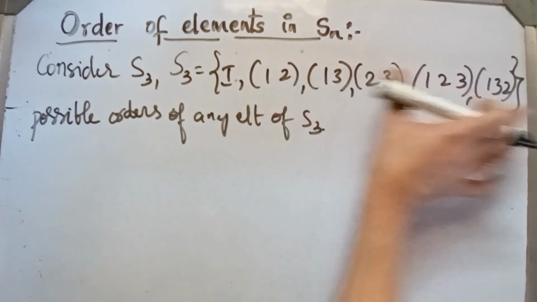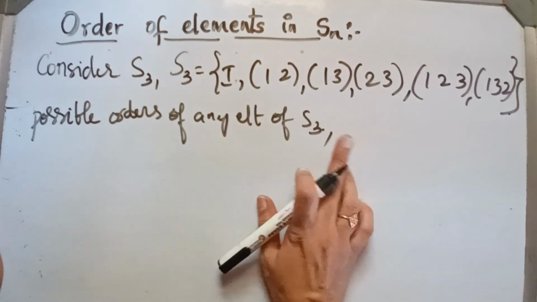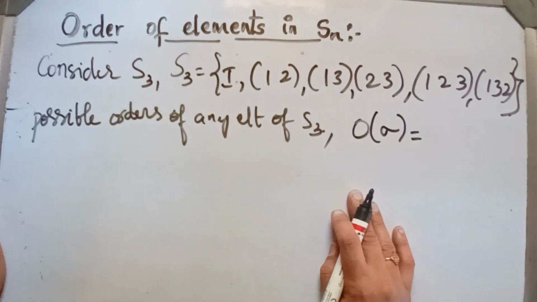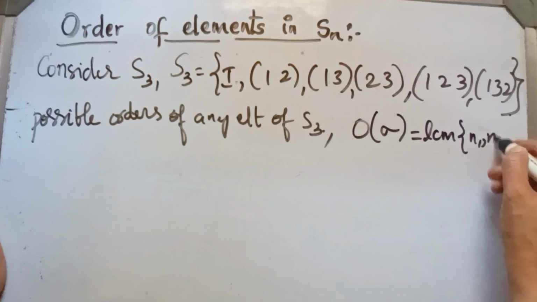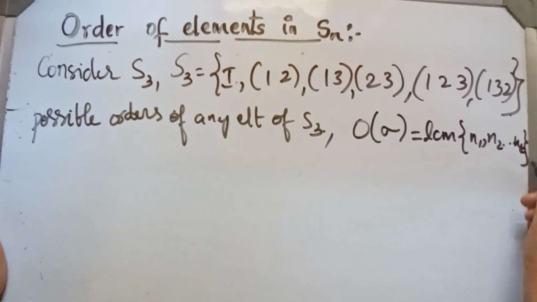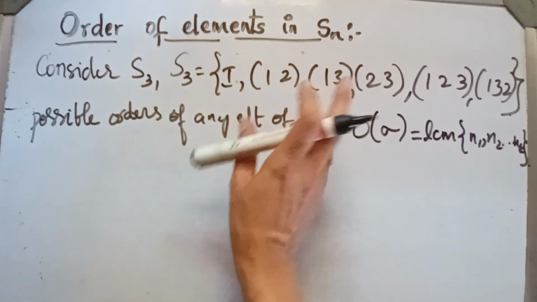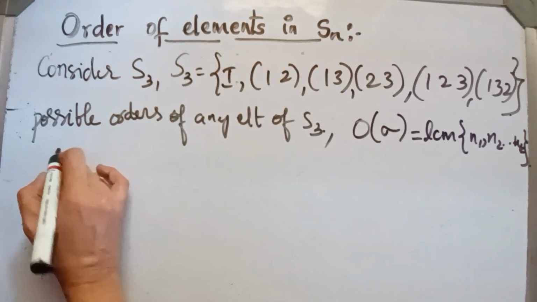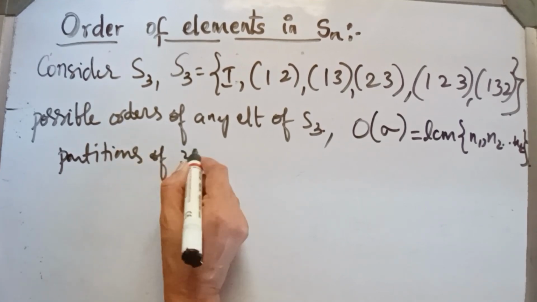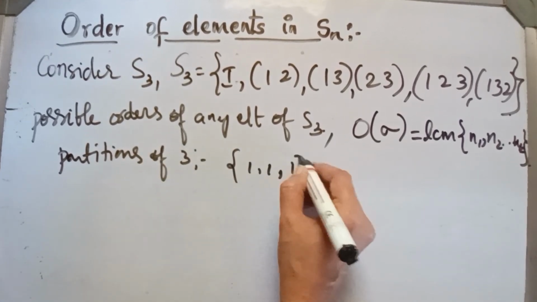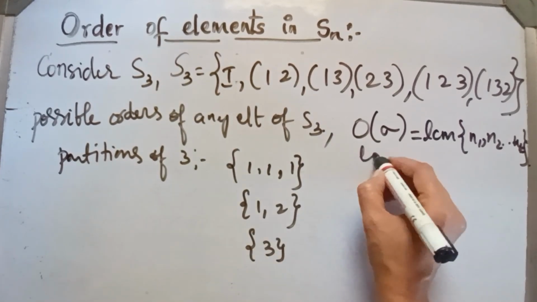S3 has 6 elements. Now, the possible order of any element in S3 is nothing but, what is the order of any permutation? It is the LCM of the cycle decomposition, correct? So first you know that cycle decompositions correspond to the partitions of n. So what are the partitions of 3? Partitions of 3 are 1,1,1, then 1,2 and 3. Okay, what is their LCM?